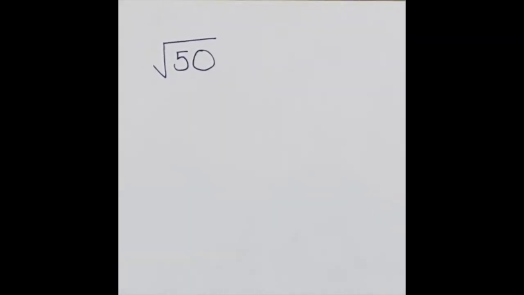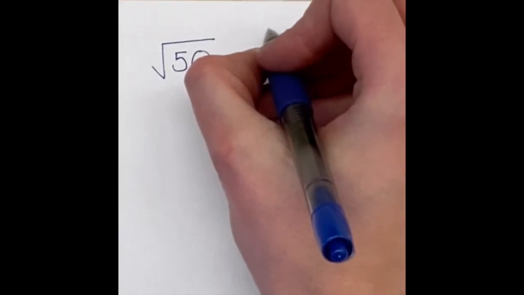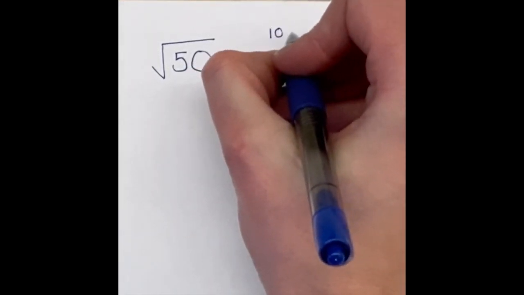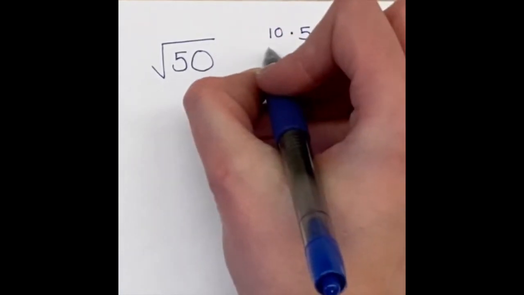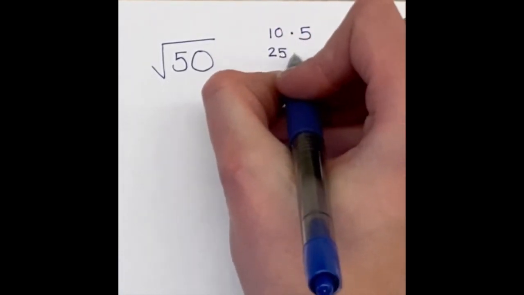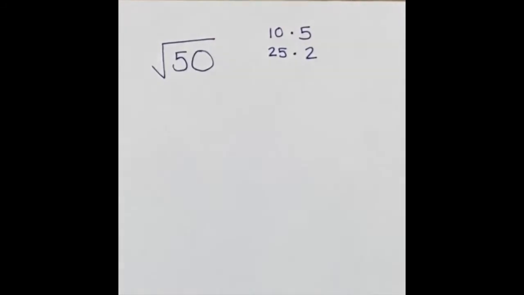So when we look at the number 50, we can think to ourselves, what are factors of 50? And the ones that a lot of you are thinking of automatically are 10 times 5, and hopefully also 25 times 2. Now there are different ways you can simplify radicals, and in this video you'll see two different ways. So we're going to focus on the way first that uses the perfect square factor.